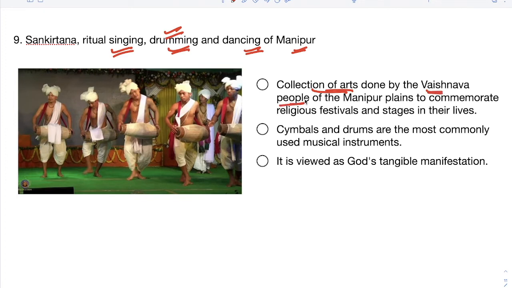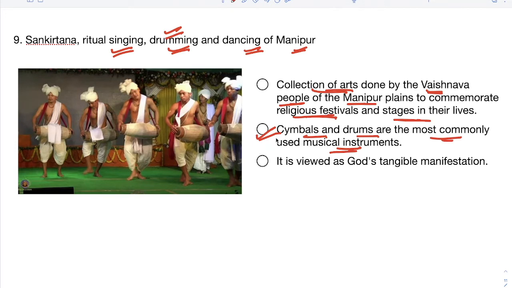The community is the Vaishnava people of the Manipur plains, to commemorate religious festivals and stages in their lives. Whenever some religious festivals are happening, then they will do like that. It is a very good festival in the state of Manipur. And here one more important thing is that cymbals and drums are the most commonly used musical instruments.